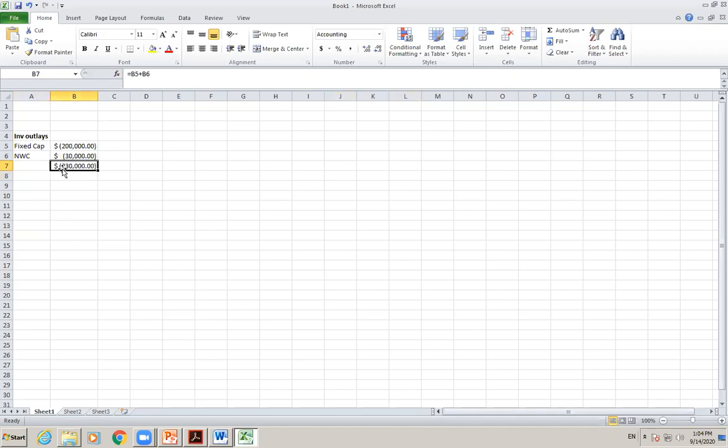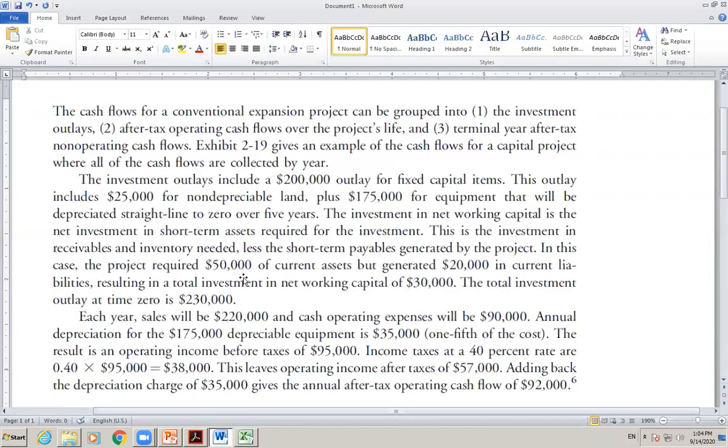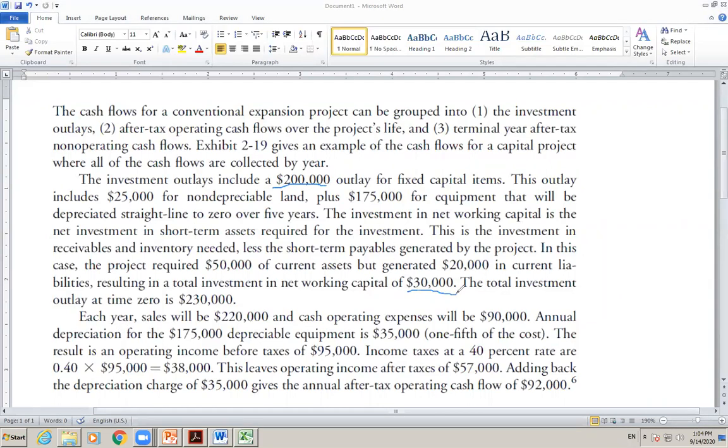But why is it negative? Because it's the investment cost that we incur. This is what we start with, actually. Then we proceed with the question. So for investment, we are using this number and this number. Each year the sales will be 220,000. So each year we're going to sell something at a specific price for this amount. Cash operating expense will be 90,000. So the cost to produce something that we are selling will be 90,000.